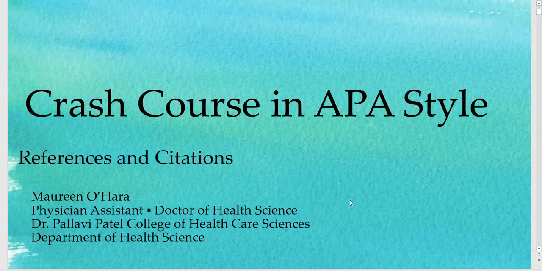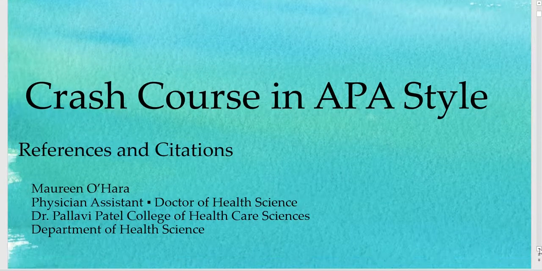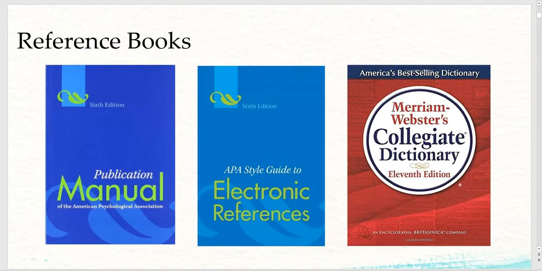It's Dr. Maureen O'Hara, and I'm going to go over references and citations in APA style. So first of all, you need the publication manual. This has everything in it. And then this one, the electronic references, just has references in it.